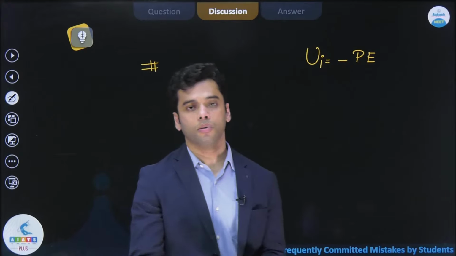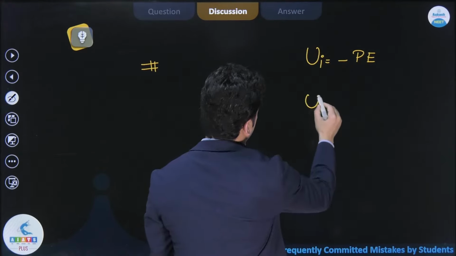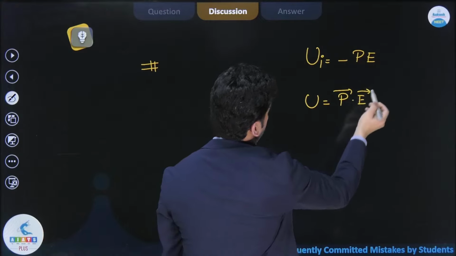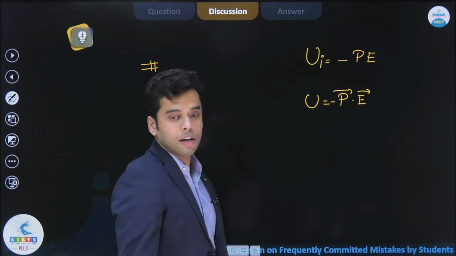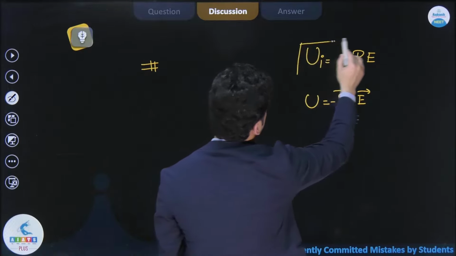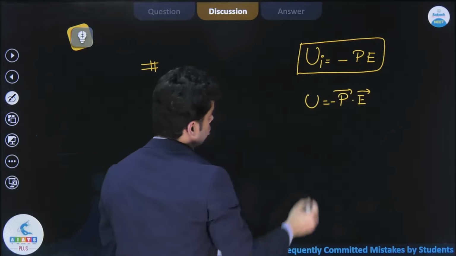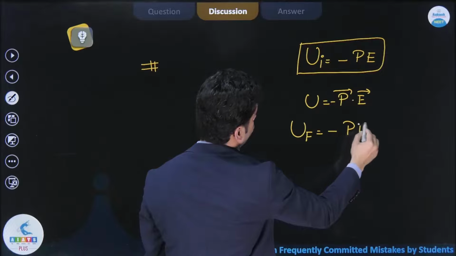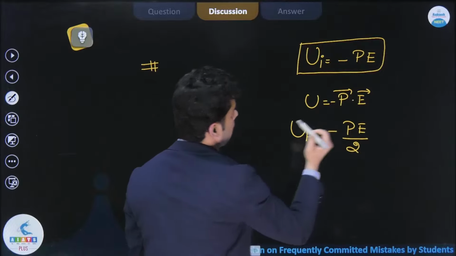Angle between them is 0. U is minus P dot E, so minus PE cos theta, theta is 0. So for stable equilibrium, the potential energy is minus PE. Now you have rotated it by 60 degrees. So U final will be equal to minus PE cos 60, that is minus PE by 2.